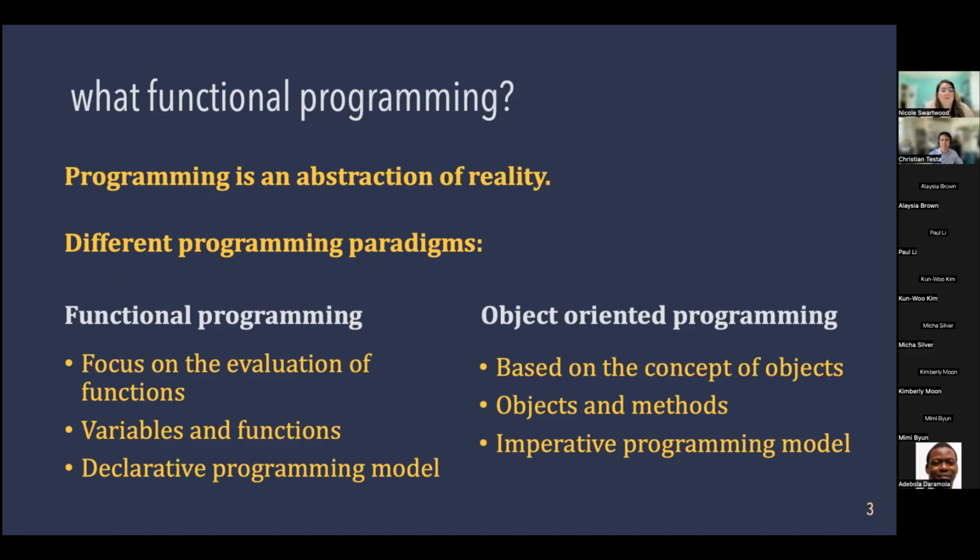Before discussing what functional programming is in itself, it's useful to remind ourselves what programming is itself. Programming really can be thought of as an abstraction of reality, whether we're thinking about environmental systems or financial exchanges or epidemic spread. At its core, it's just this abstract model of those entities on your computer. And there are different approaches to programming, known as programming paradigms, specifically object-oriented and functional programming.